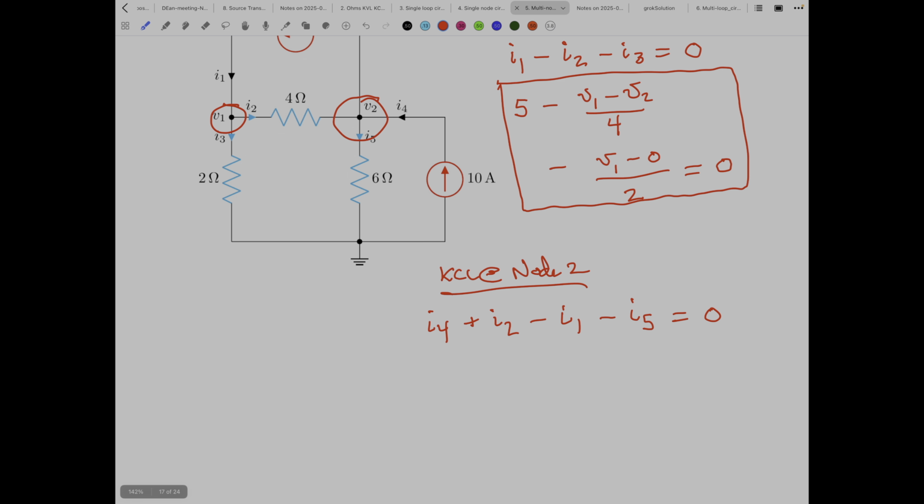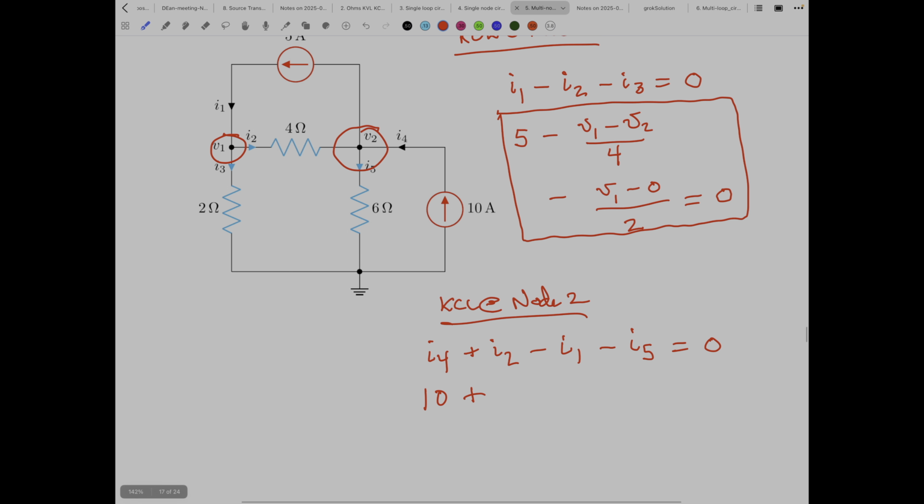And now I can start knocking a few of those off. I see that I4 is 10 amps. I2. Now, I used the same direction of I2 as before, right? It was in this direction. So I can use the same equation as before. I'm just going to copy it down from up above. It was V1 minus V2 over 4.